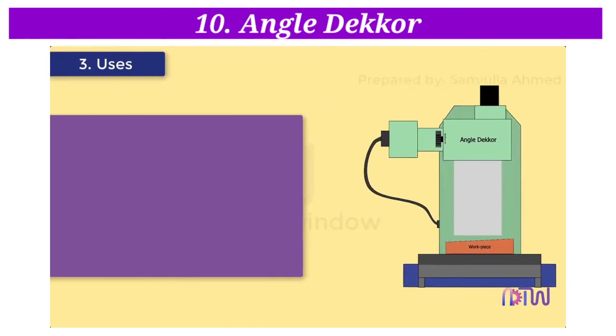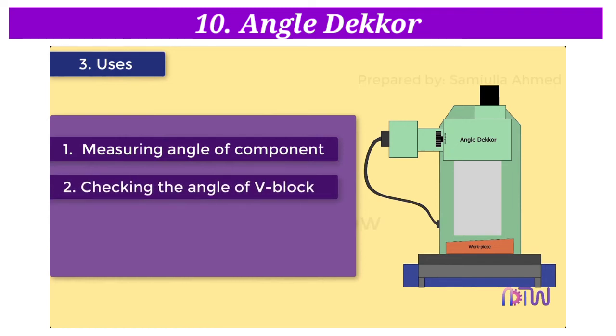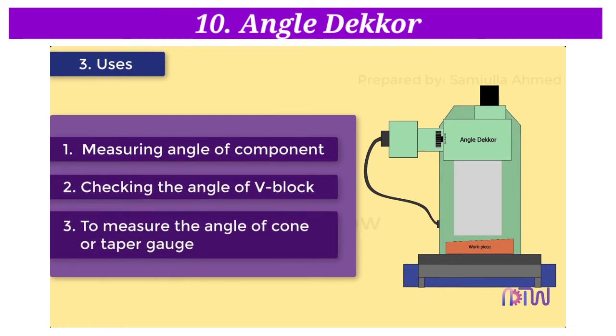Uses of the angle decker. 1. Measuring the angle of a component. 2. Checking the slope angle of a V-block. 3. To measure the angle of a cone or taper gauge.